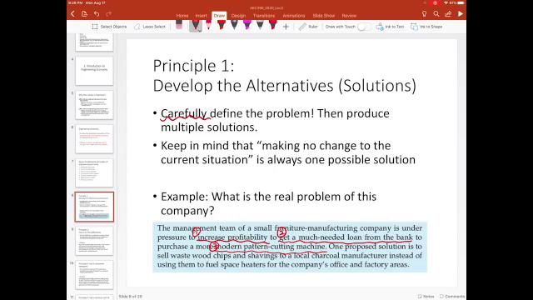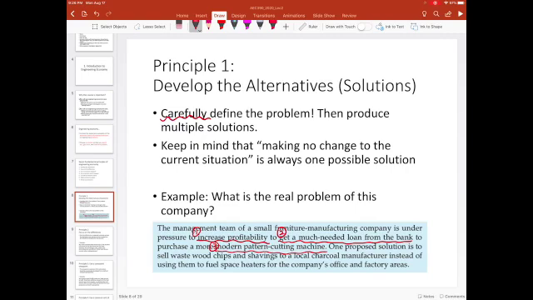Just think about that. For the company, is their problem to increase the profit because maybe they are in a bad financial situation? And the second, do they just want to have a loan from the bank to get more money from the bank? Third, do they just want to have a new machine? Is that their goal? So, well, I think for this company, their real problem is their profit.